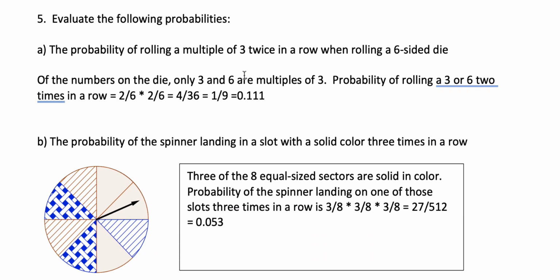Okay, number 5. So you're to evaluate these probabilities. The first is the probability of rolling a multiple of 3 twice in a row when rolling a 6-sided die. The only multiples of 3 on this 6-sided die are 3 and 6. That means you have a 2 out of 6 chance of rolling either a 3 or a 6. The probability of doing that 2 times in a row would be 2 over 6 times 2 over 6, which is equal to 4 over 36, or 1/9, or 0.111.